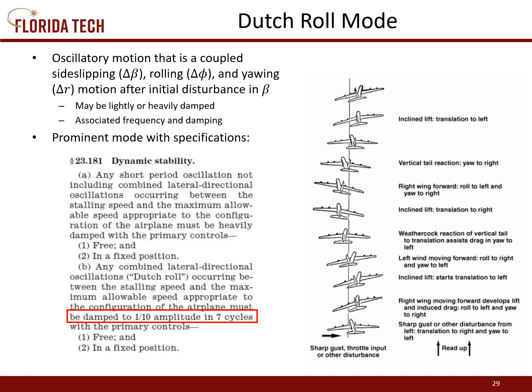The FAA actually does put a specification on the Dutch roll mode. You can see here in this paragraph, the Dutch roll mode is called out, and really all they say is it's got to be damped within 1/10 the amplitude in 7 cycles.